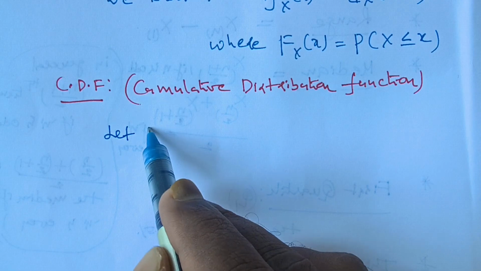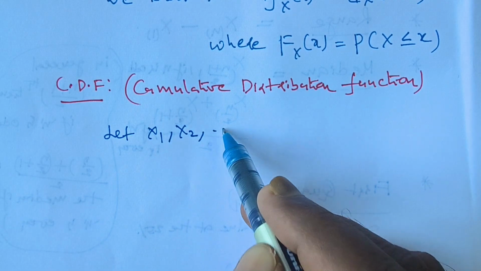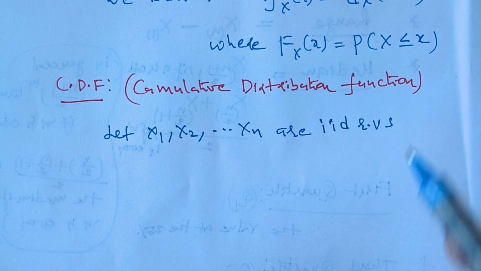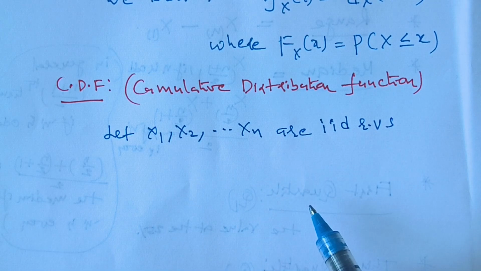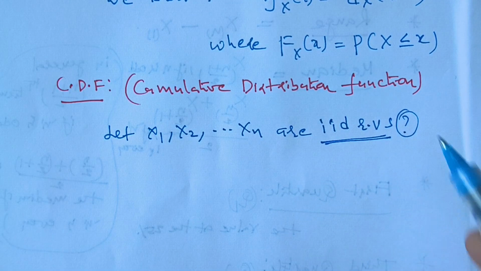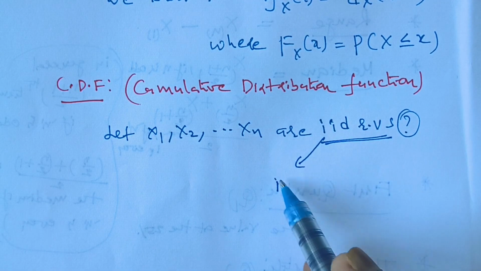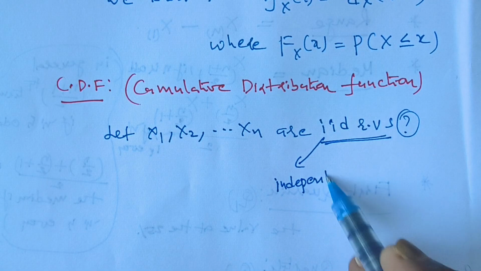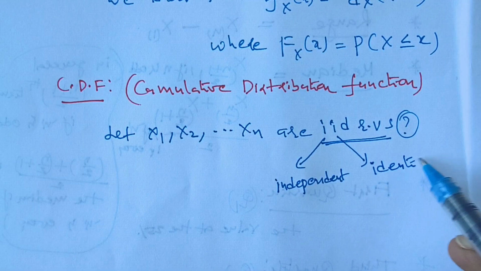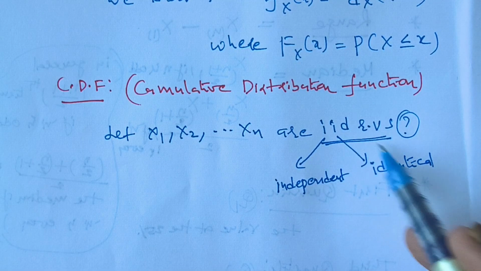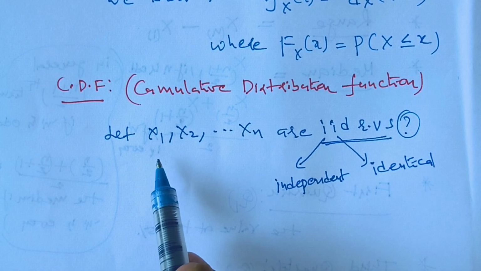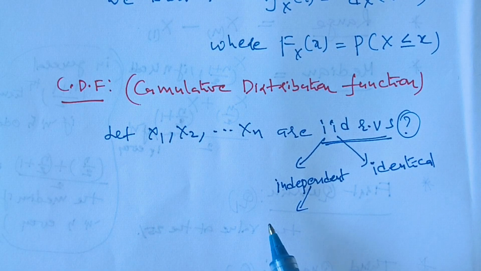Now, what is the cumulative distribution function for the order statistics? Suppose X1, X2 and so on, Xn are IID RVs. Here, what is IID RVs? Here, the first I indicates independent, the second I indicates identical. D RVs means distributed random variables. What are identical, independent, distributed random variables?